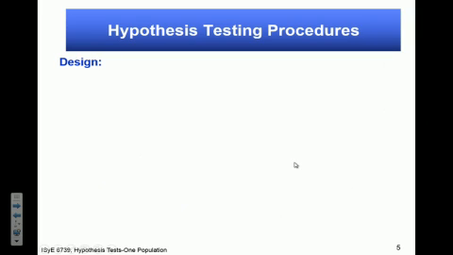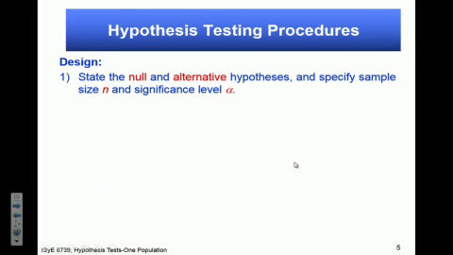So how can we basically do a hypothesis testing? Let's start with design. There are two phases, design and use. The first one is design. First of all, state the null and alternative hypothesis, and specify the sample size and significance level, which means alpha, which is 1 minus the confidence level.